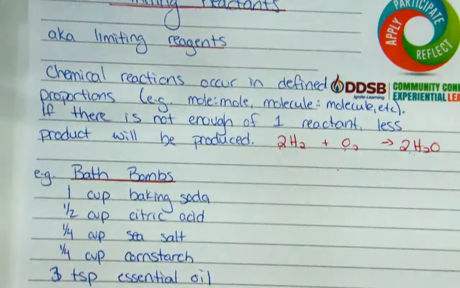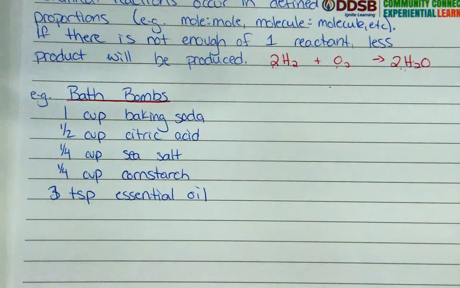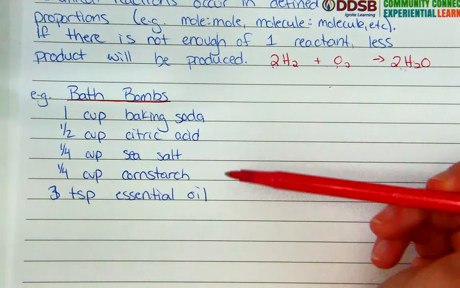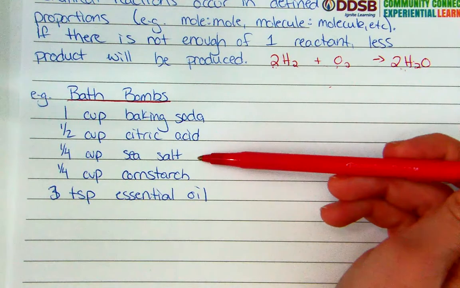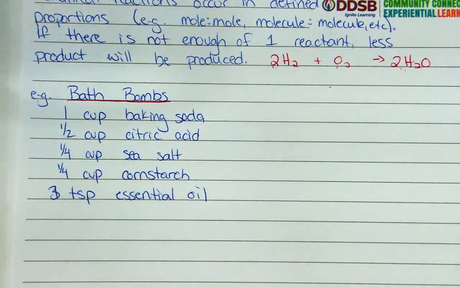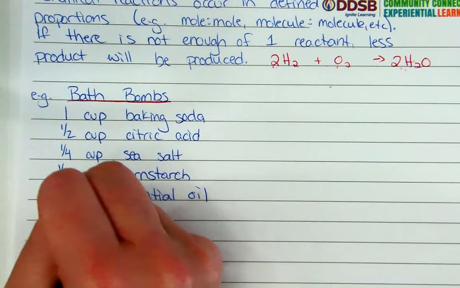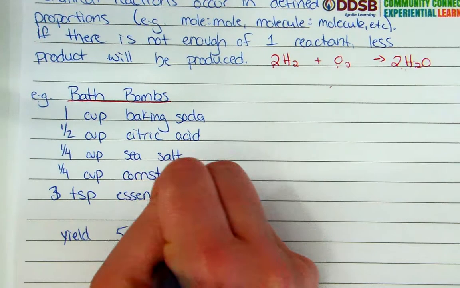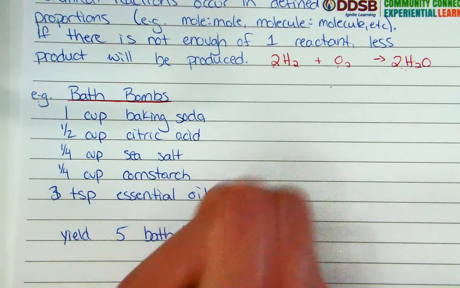Let's take a look at this chemical reaction, but we'll put it a little bit more in household terms. So I've been making bath bombs over this shutdown time. One, because I refuse to keep paying $5 to $7 for a single bath bomb, and two, I am bored. I am very, very bored. So to make a bath bomb, the standard recipe would be 1 cup baking soda, ½ cup citric acid, ¼ cup sea salt, ¼ cup cornstarch, and 3 teaspoons of essential oil. And this would yield, yield means produce, 5 bath bombs.